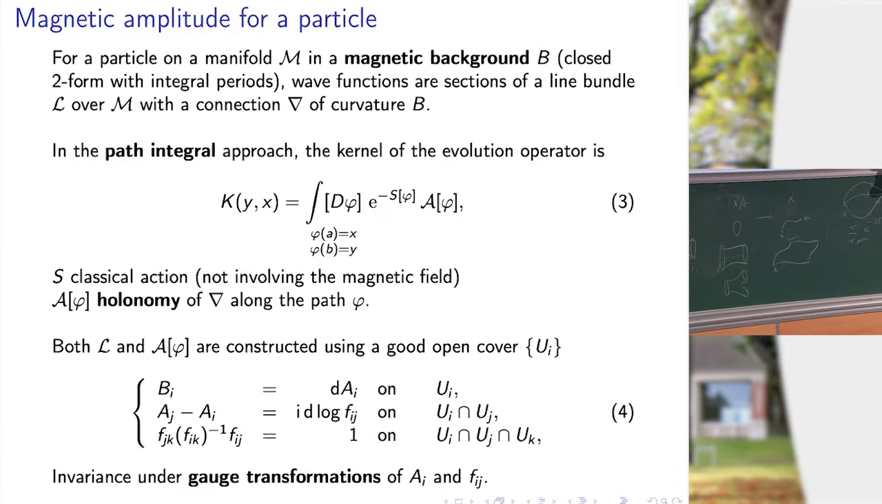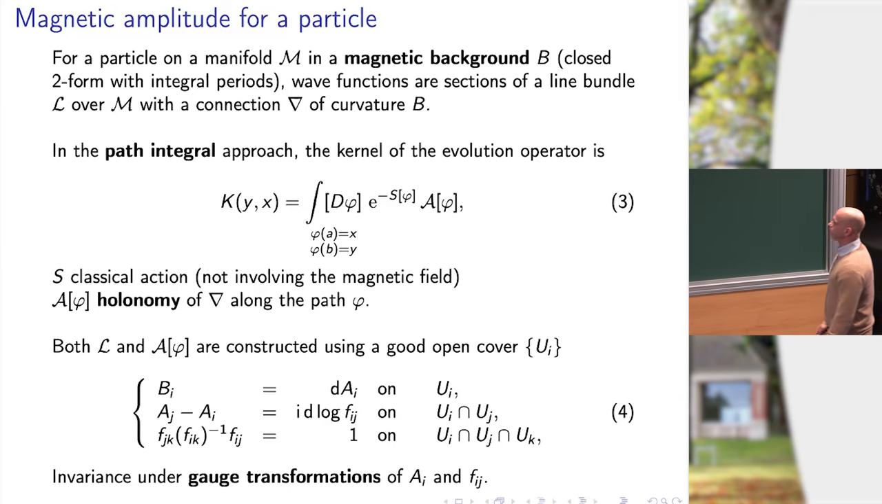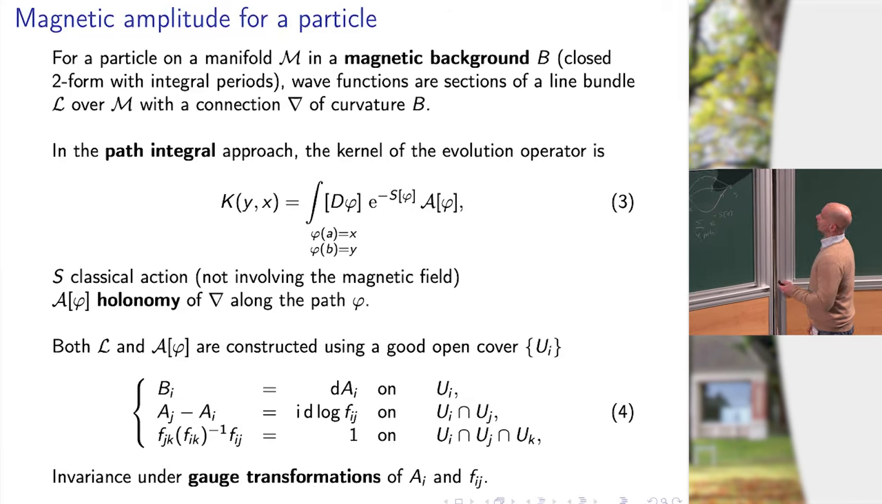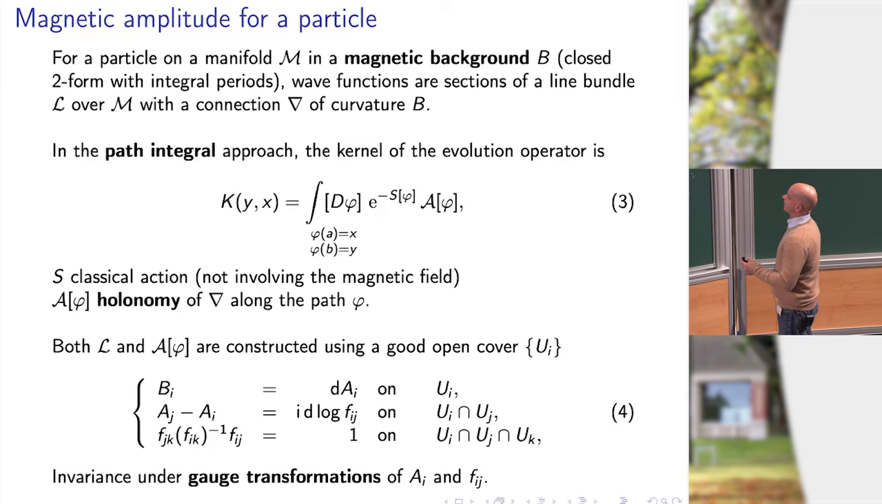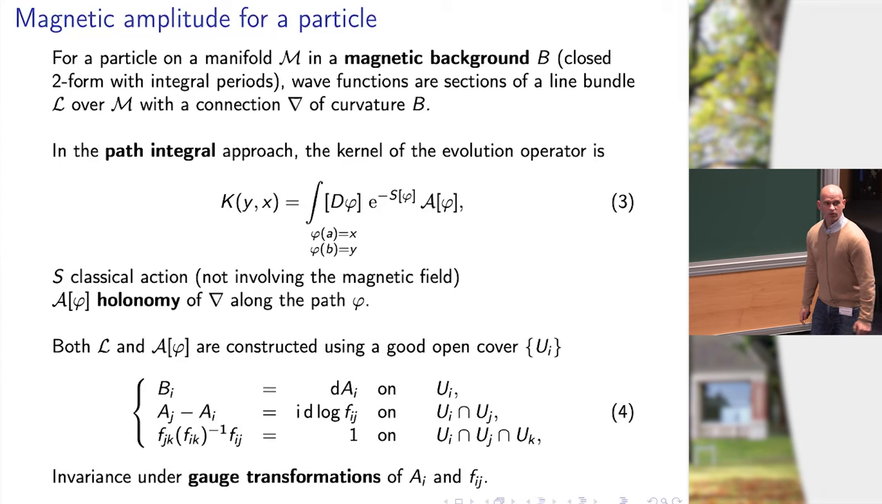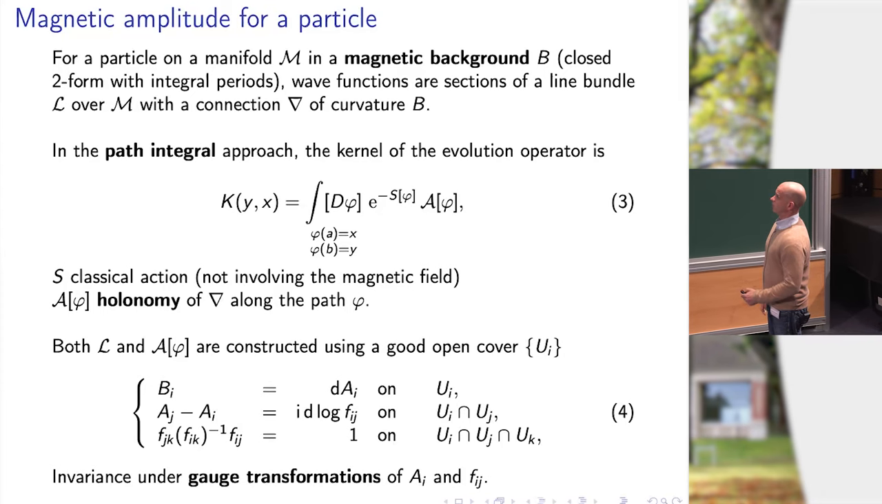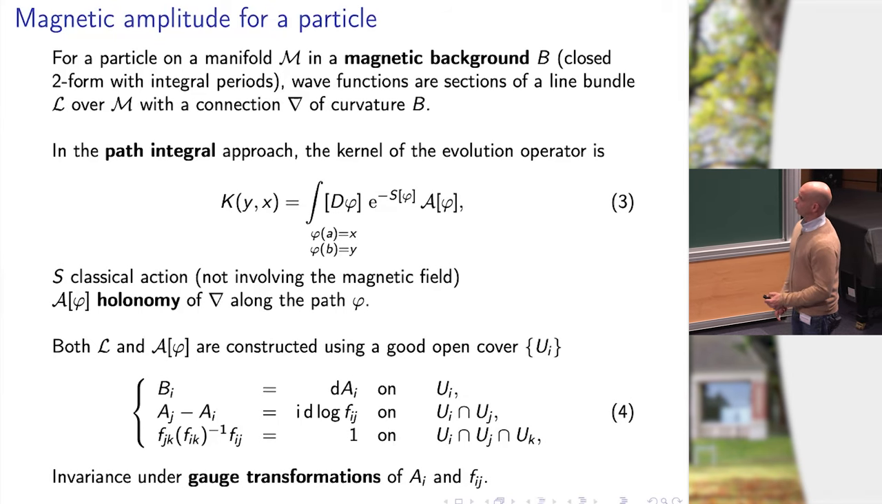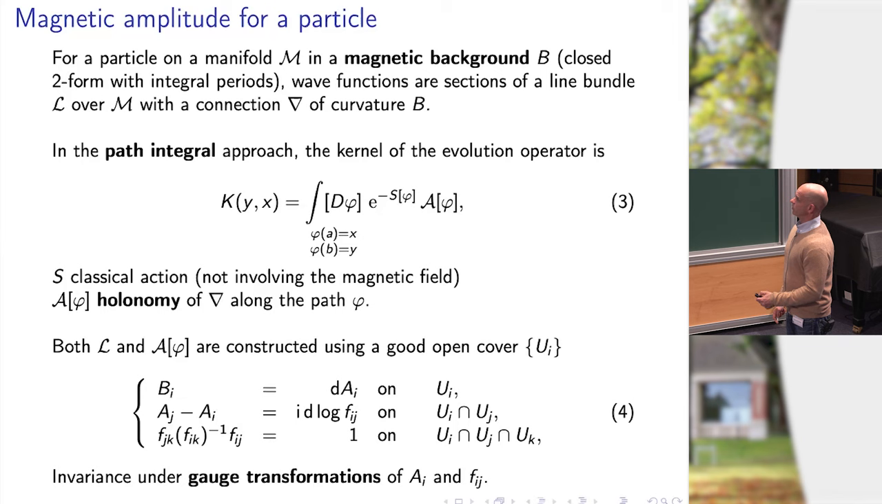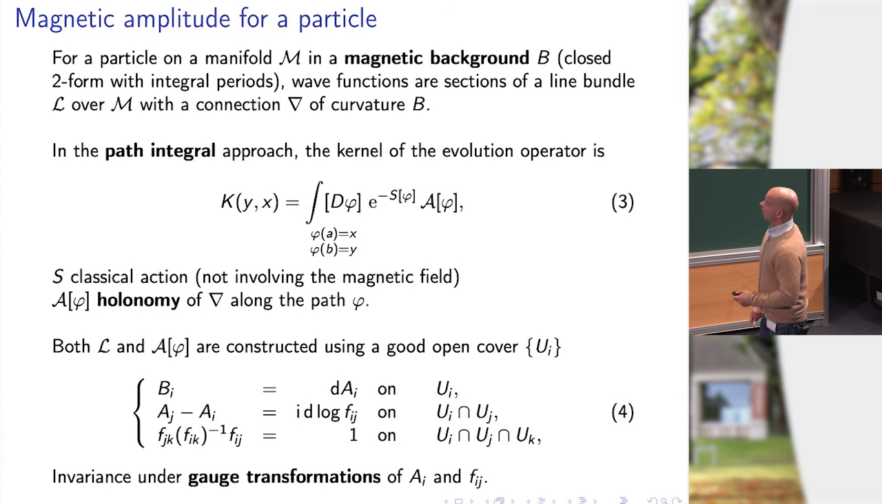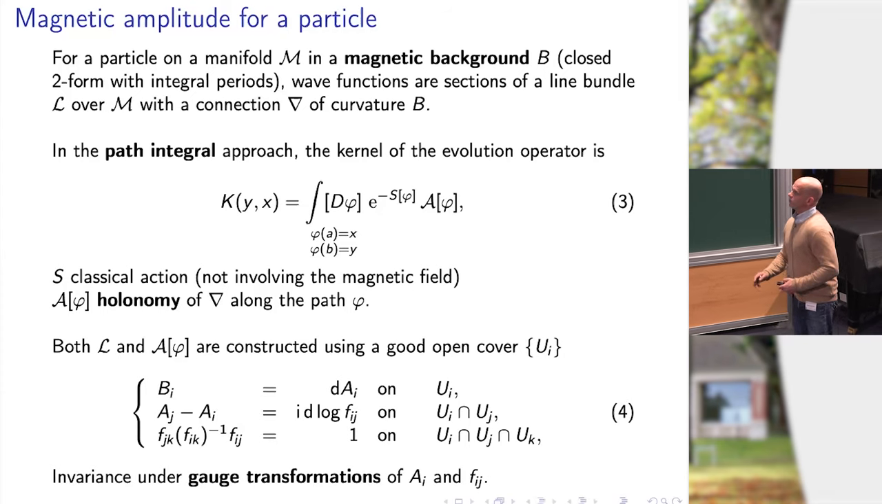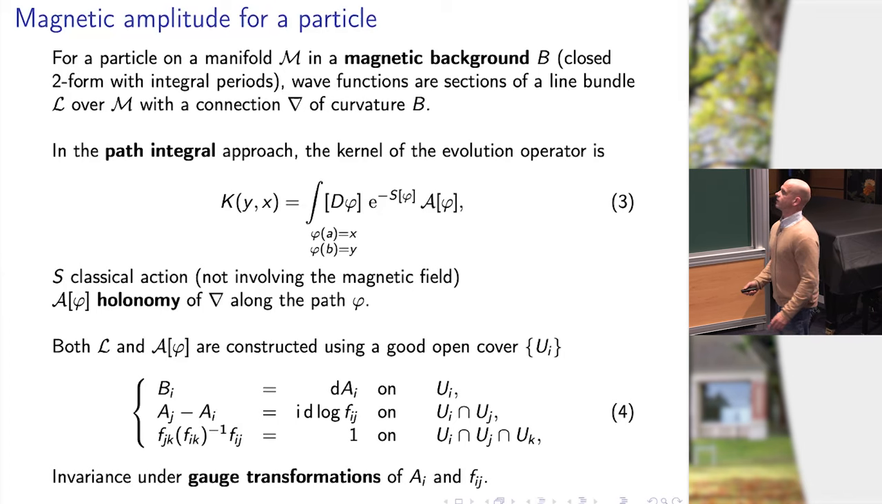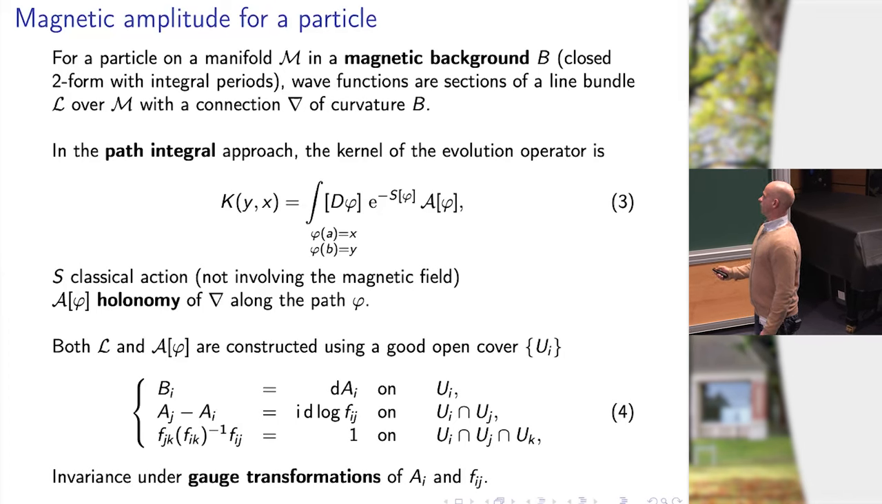Now, what happens if you want to turn on a magnetic field? It just means that the standard amplitude for the path is weighted by A of phi, and A of phi is just the holonomy of the connection along that path. And you can compute this explicitly. Here I assume that I am given a good cover, so B is dA on U, and on two intersections I have this, and on three intersections I have this, and this gives the so-called integral cohomology class. But if you want, you can forget about the line bundle. If you just want a global picture of it, let's just admit that to any path you have to associate a complex number, which is the holonomy of that.